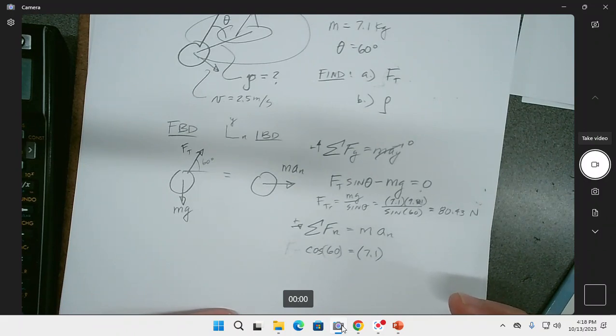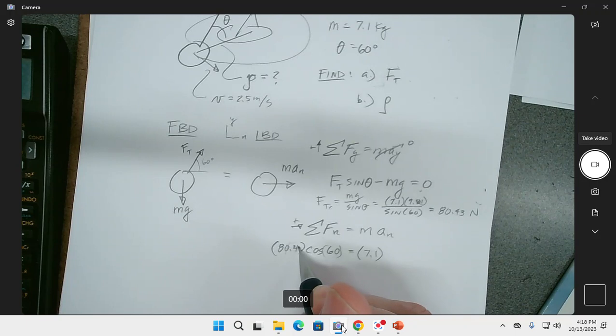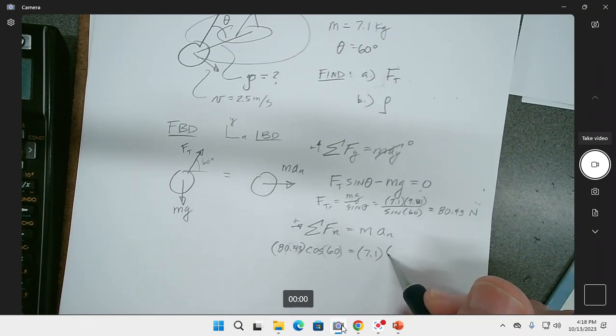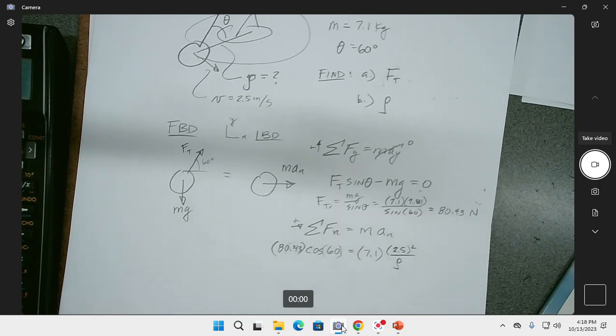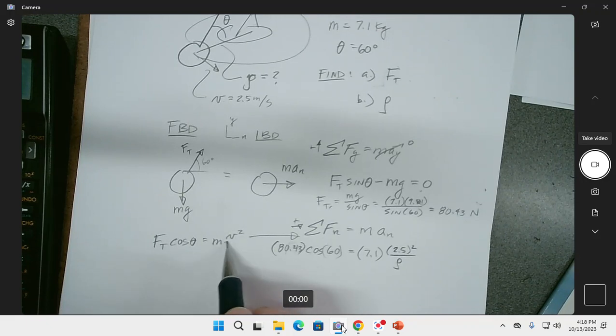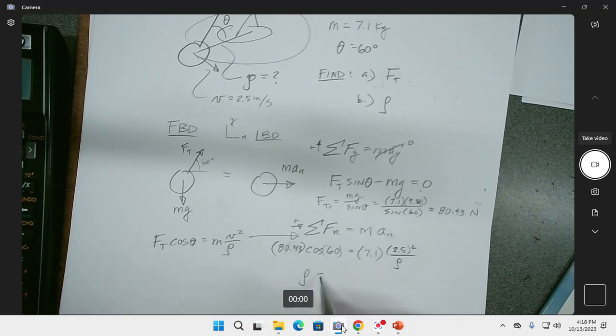Just lost my place. What was this other thing we're supposed to find? Oh, the tension in the cable and the radius. Okay, cool. So the tension is going to be 80.43. And the speed of it, so it's going to be, I should have written this out, sorry, anyway, 2.5 squared divided by the radius. It would have been better to write Ft cosine of theta is equal to mv squared over rho. Should have written that in there. But you get the idea.